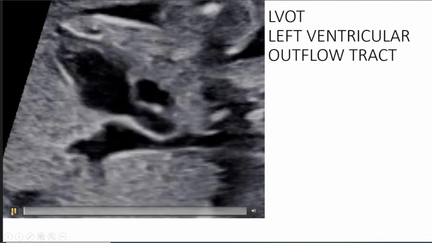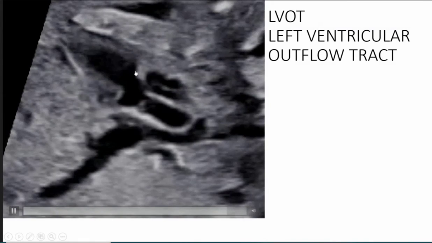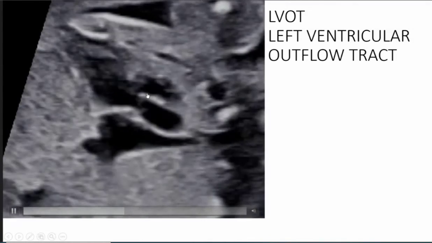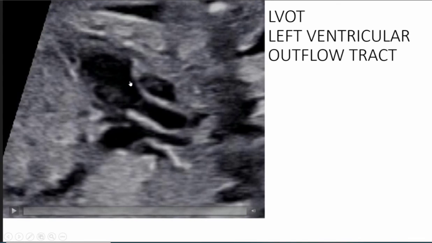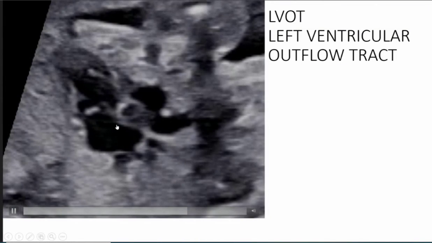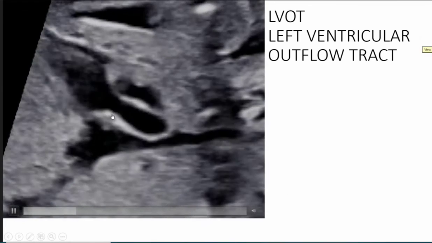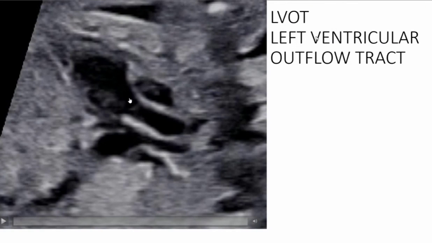Now I will show you the left ventricular outflow tract view. This is left ventricle. This is ascending aorta. This is the anterior. This is the interventricular septum. This is anterior wall of aorta. So the interventricular septum continues with the anterior wall of aorta without any break. This is posterior wall of aorta. This is left atrium, and here you have the mitral valve. Here you have the aortic valve. Here you have mitral valve, and this is the aortomitral continuity.